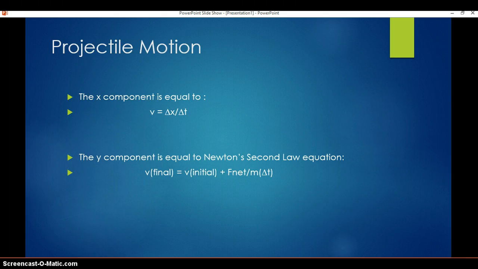Projectile motion, this is a summary. The velocity in the x component is equal to v = Δx / Δt. And for projectile motion problems, the velocity in the x is constant over time. So it's a different equation than the y component. The y component of velocity is equal to Newton's second law equation, which is v final equals v initial plus F net divided by mass times Δt.